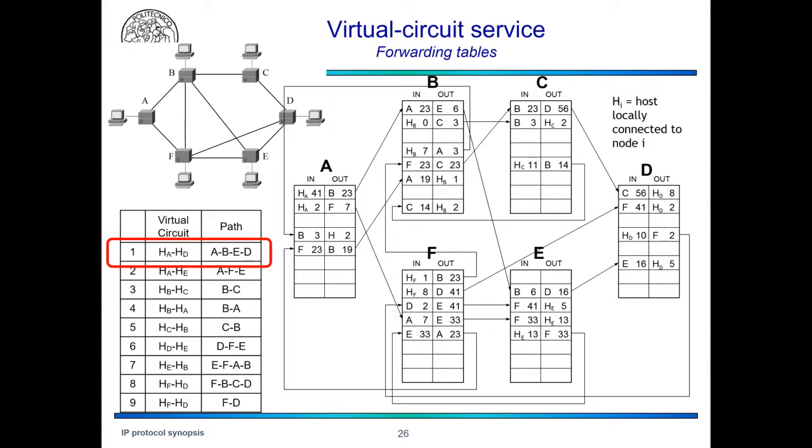In order to set up this circuit, so this is the path represented. In order to set up this circuit, we have to write a new entry in each of the forwarding tables that are located in the nodes that are crossed by the virtual circuit. And so here you have the tables below the nodes, and you see that each table has two columns, one for the input and one for the output.